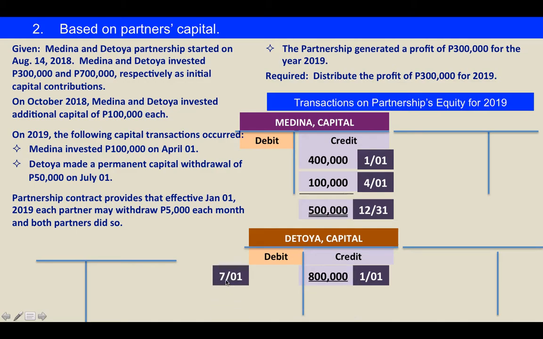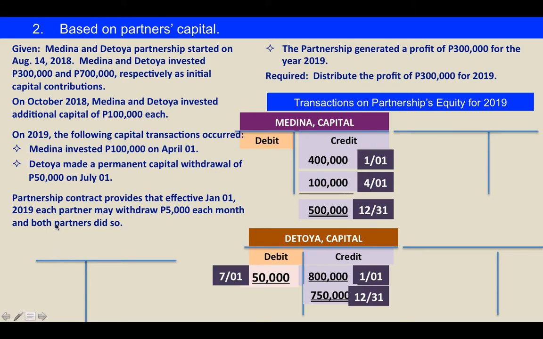For De Toya, okay, it will be a capital withdrawal of 50,000 on July 1st. So, capital withdrawal is a reduction of the capital in the amount of 50,000. So, De Toya on December 31st has a balance of 750,000.